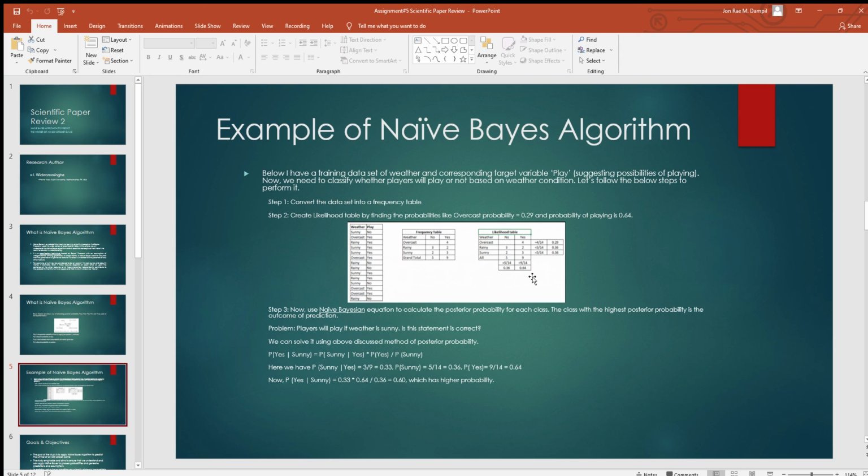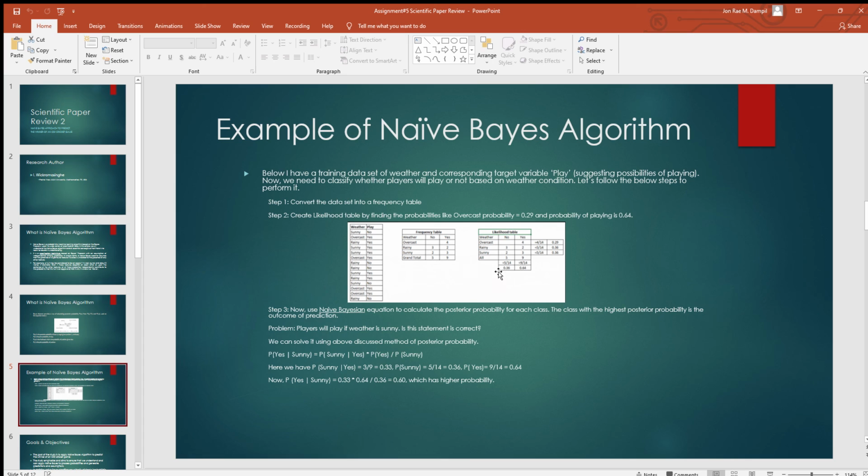So we also get the probability of the response. Now we use the naive-Bayes equation. So the problem is, will players play if the weather is sunny? So how can we say yes and how can we say no? Or what is the probability of the players playing when the weather is sunny? So we apply the formula, which is P(Yes|Sunny) = P(Sunny|Yes) multiplied by P(Yes), divided by P(Sunny). So what is P(Sunny|Yes)? That will be 3 over 9. Why 3 over 9? Because we have 3 yeses for sunny over the total number of yes counts, which is 9. So 3 divided by 9 is 0.33.